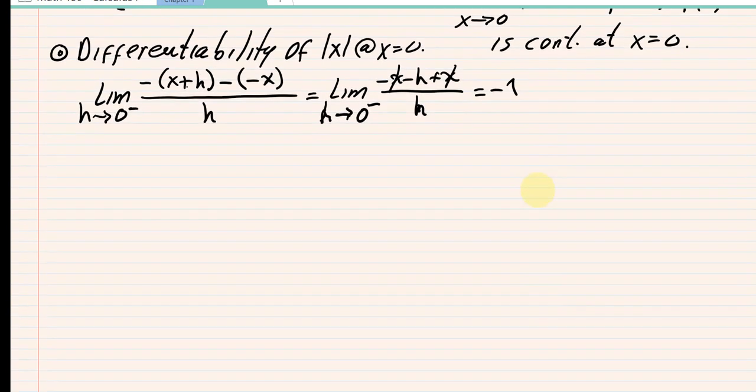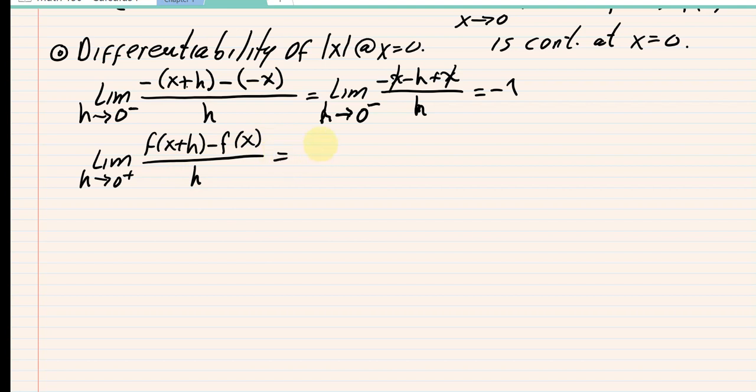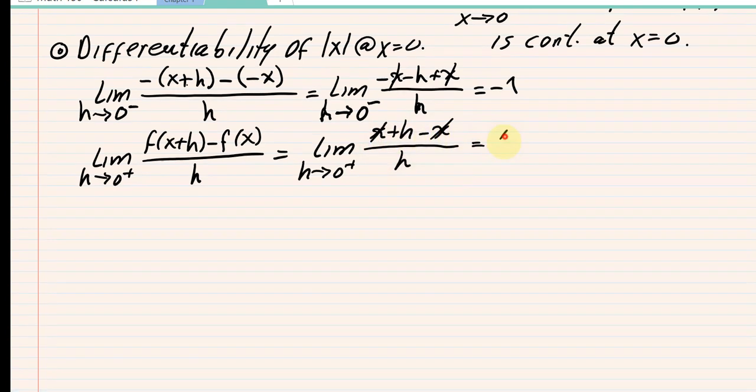Now, let's take a look at the limit as h goes to 0 from the right. We're looking at, again, the limit on the right of the difference quotient, and this is the difference quotient, just to show you that's the one we did in the step above. So this is now the limit as h goes to 0 from the right. f at x plus h is going to be x plus h, right? Minus f of x is just x, now over h, and this is 1.